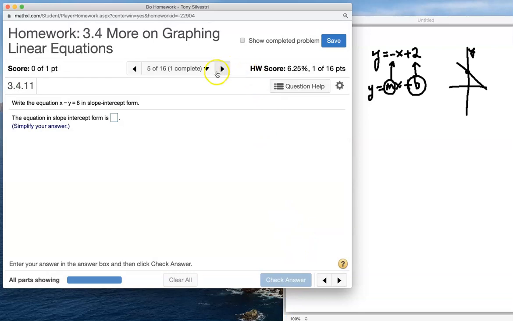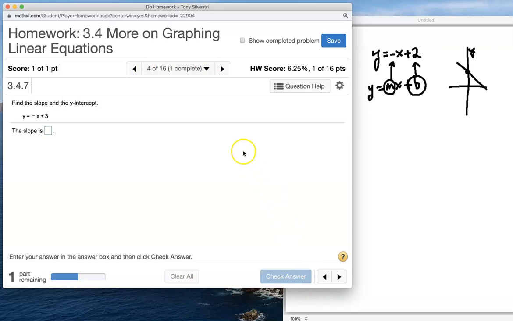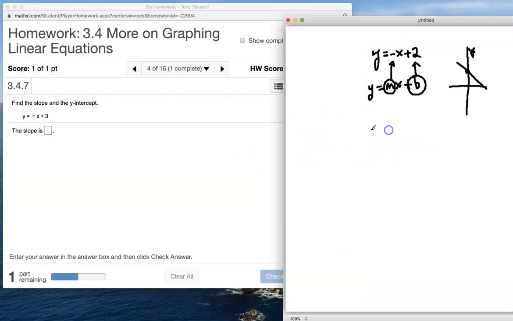Let me do another one. Let's do a similar question. Here, I'm going to give you one. We can spend all day. I don't like the equations that they give us. How about this? If I have an equation that looks like this, 2x minus 4, and I ask you, what is the slope and what's the y-intercept?